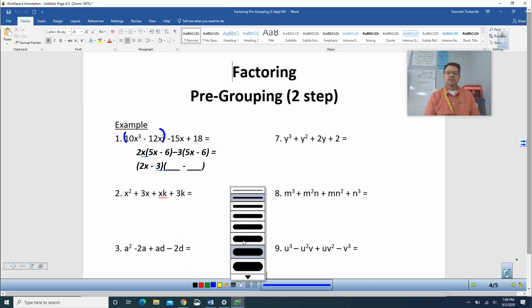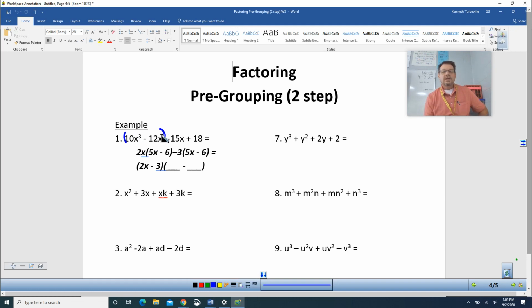Let's make this a little thinner. Okay, and so if I just take this first group, what is the common factor, the greatest common factor? Well, that's 2x. So you pull out the 2x and you're left with 5x minus 6. Real quick check. How can I always quick check? 2x times 5x. Is that 10x to the third? It is not.